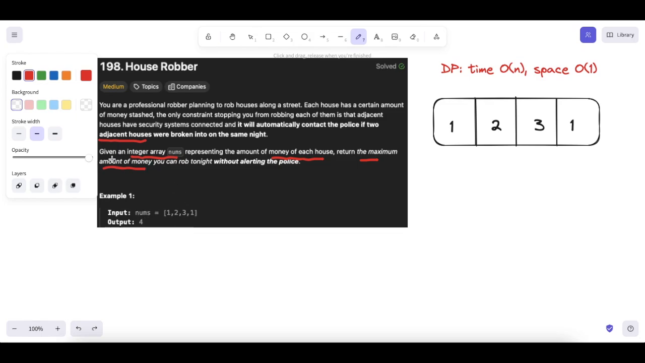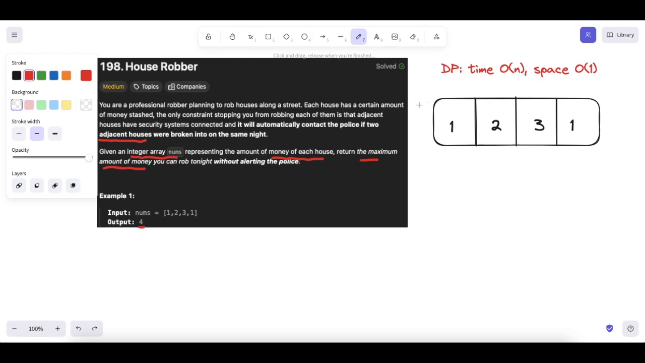So we have this nums array in this example, which is an array of 4 houses with $1, $2, $3, and $1 respectively in it. And we see we have an output of 4. I have redrawn this example here to the right, and let's think about how we can solve it.